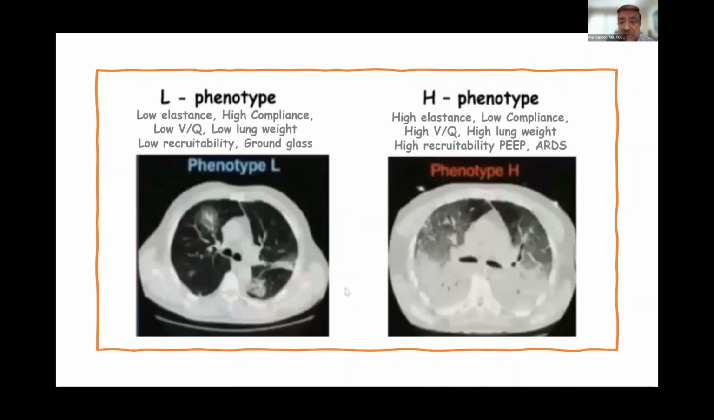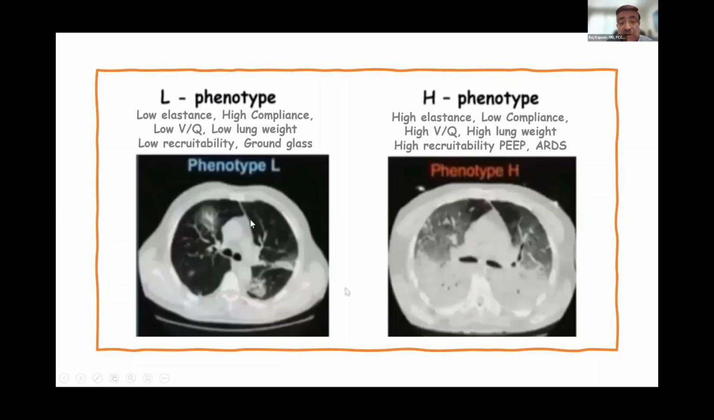There are two different kinds of lung involvement which one must understand with the treatment strategy. There is L phenotype and H phenotype of lung involvement. In the early stages, there is low elastance, high compliance, low VQ, low lung weight, low recruitability, and ground glass appearance, which we already see so many times in high definition CT scan. This is thromboinflammation. There is thrombosis going on and there is inflammation. And this is interstitial edema, which is happening in the L phenotype. The compliance is normal for the lung.